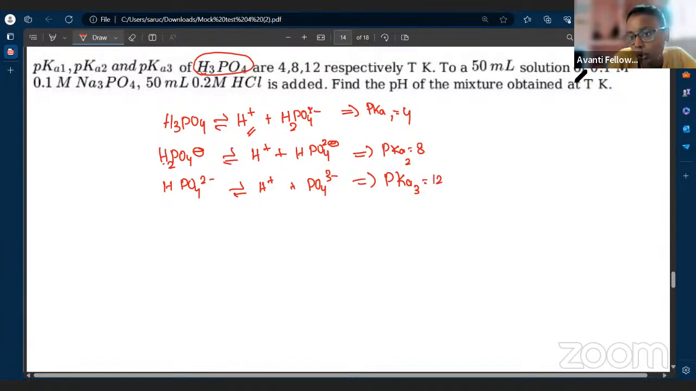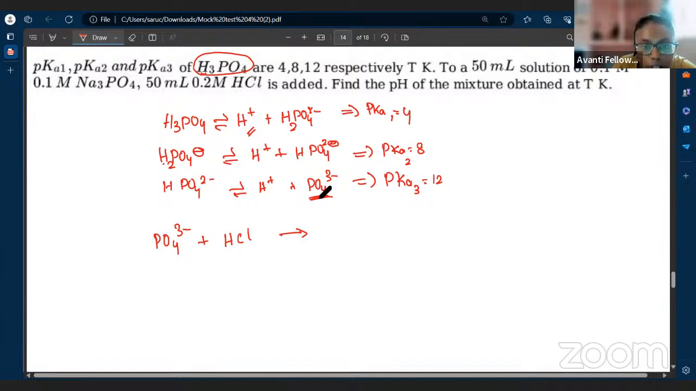To 50 ml of 0.1 M Na3PO4, I'll write the ionic form as PO4 3 minus. It will react with 50 ml of 0.2 M HCl. You are adding HCl. Now you have to find out which species among these will be formed.